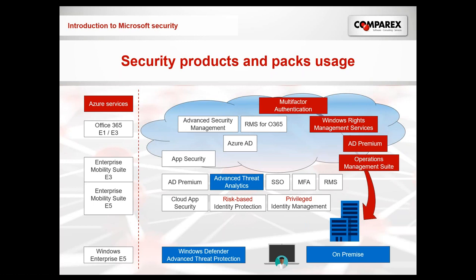If you want to make use of further advanced features in regards to cloud app security, that gives you information on third-party apps such as Dropbox, you must be licensed for Plan E5. This plan further includes risk-based identity protection and privileged identity management, as I told you about.